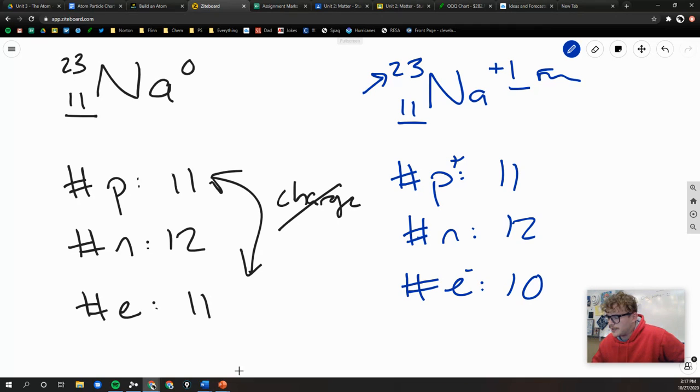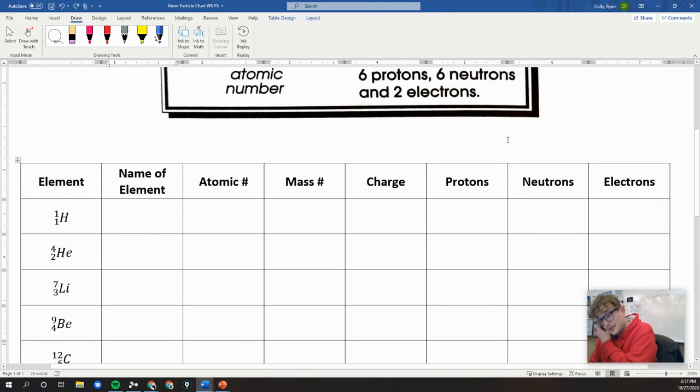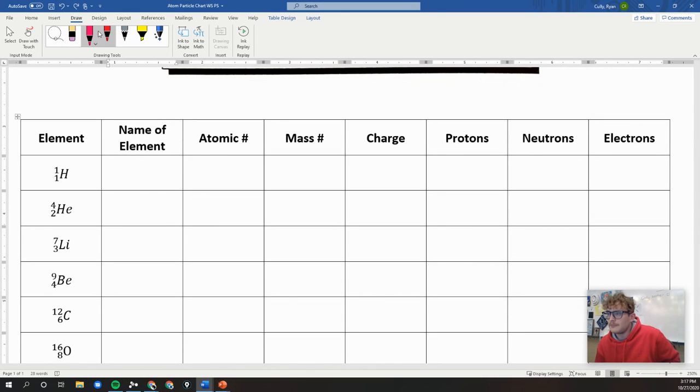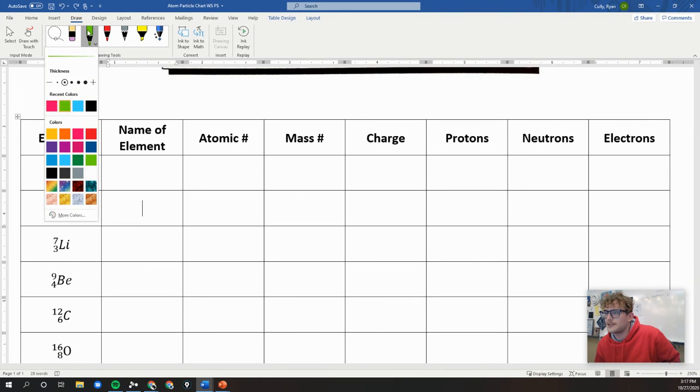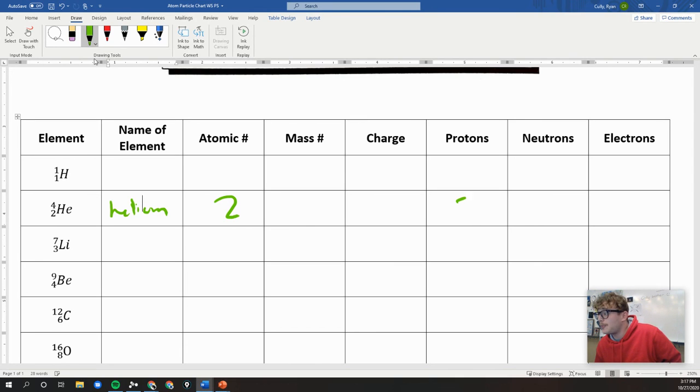So when you look at your worksheet, you are met with a series of tables. Let's just take a look at this. Let's do some together. Let's do helium here. The name of the element, He, well, that's helium. The atomic number. My atomic number is down here. It's that 2. Wait, what is the atomic number? That is my number of protons.